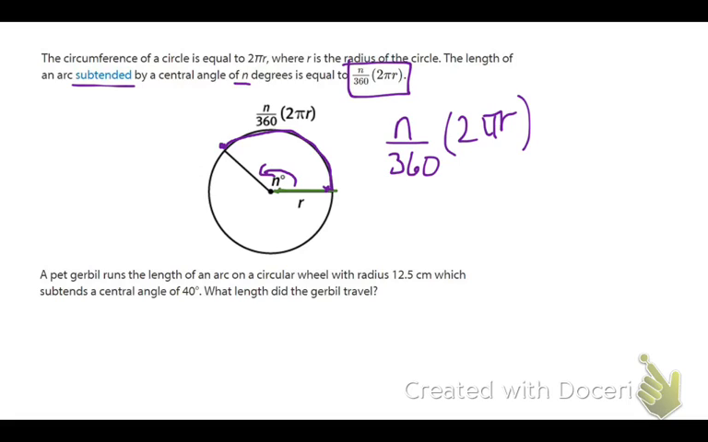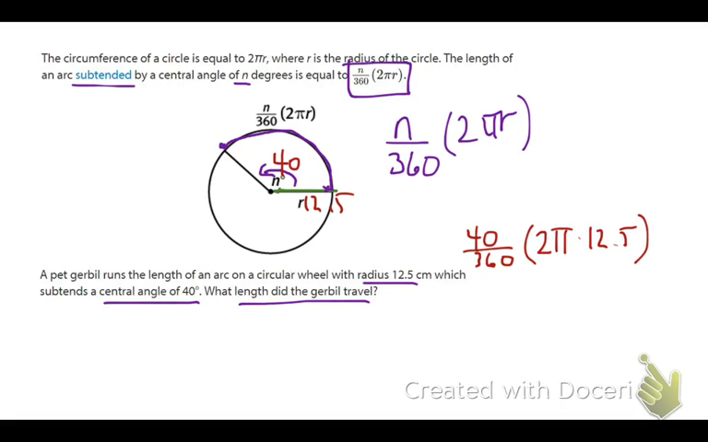Let's look at our example from the book. We have a pet gerbil that runs the length of an arc. So we're talking about the subtended arc on a circular wheel with a radius of 12.5 centimeters, which subtends a central angle of 40 degrees. We're going to figure out what length the gerbil traveled. So my n, I'm going to replace with my 40 degrees, my central angle. I'm just going to fill it in right there at 40 over 360 times my 2 pi r radius, which right here is the 12.5. So I'm just going to put it in right there.